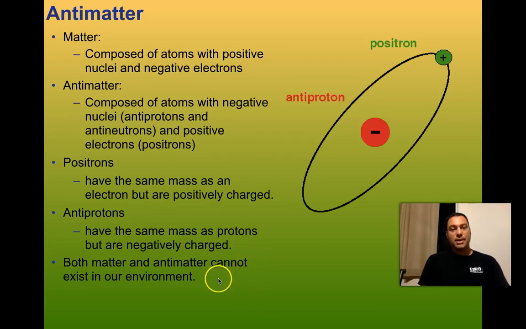Both matter and antimatter cannot exist in our environment. As a matter of fact, whenever we have created a positron, it has annihilated itself by combining with a piece of regular matter, usually an electron, and basically turning itself into pure energy. Pretty cool stuff. They have, in fact, made, very briefly, an antimatter atom I believe, in a super collider. My memory is good on this. Absolutely incredible stuff.